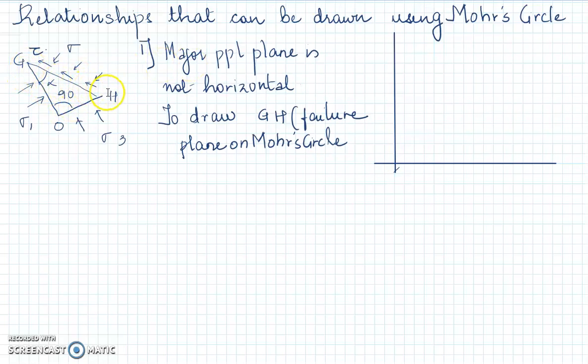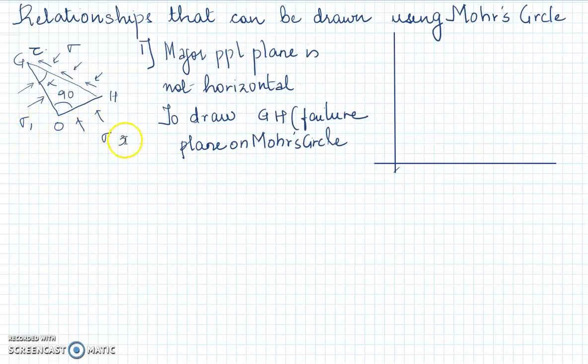It's a soil element which you are considering in 2D. You're not considering it in 3D. And this soil element is failing along GH. So the arrows which are perpendicular to GH are indicating the normal stress. And it's sliding along GH. It is getting cut along GH. So the stress that is indicated along GH is called shear stress. Shearing is another word for cutting.